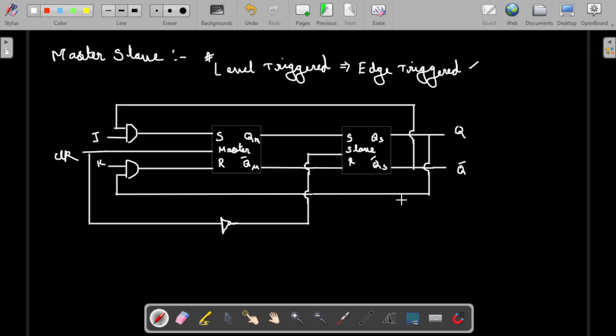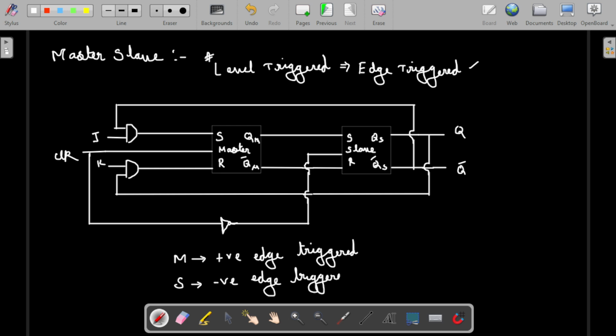In master slave JK flip flop, the master works like a positive edge trigger because the clock is directly connected. So the master will act as a positive edge trigger. But the slave will be triggered as a negative edge trigger, because the clock is given to an inverter. So we can say the master works on the positive level and the slave works on the negative level.